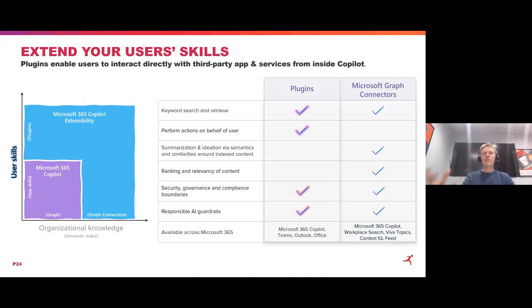As you know, M365 Copilot operates with data within M365. There are two ways you can extend this corpus of knowledge. The first one is extending the user skills pillar, which is developing plugins for your Copilot. If you're using any other system, for example Coupa or SuccessFactors, it's not connected by default to M365. But if you would like users to retrieve information by keyword search from the third-party system and perform actions, you can consider developing plugins for Copilot. The main aspects here are retrieving information via API from the third-party system and performing actions on the user's behalf.